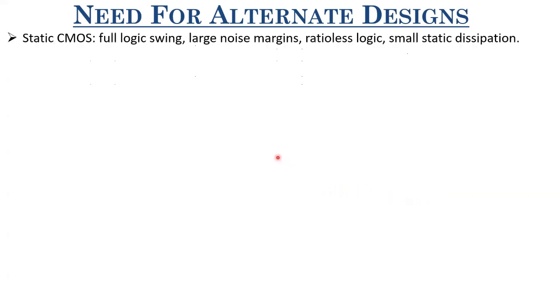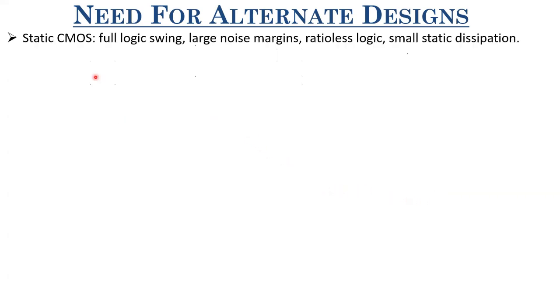So first, let us discuss what is the need for alternate designs when we already have a static CMOS design which is performing well, right? It also has ease of implementation in the automated tools that we have right now. So why do we need these alternate designs? Let me briefly discuss some of the properties of static CMOS design.